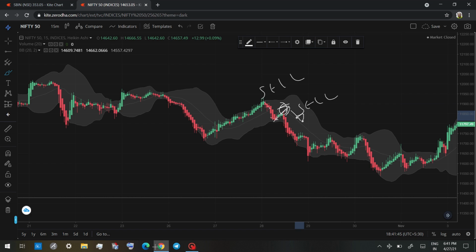It didn't cross the previous high or the median line, so you can go for a sell position.